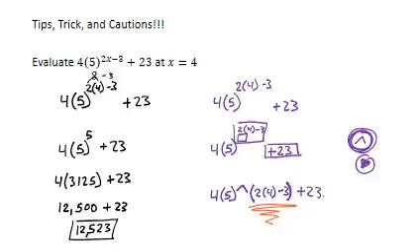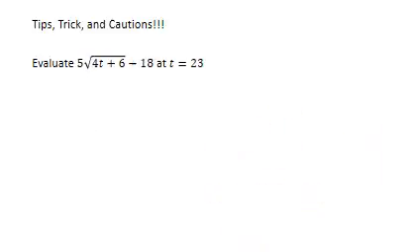So when we do that in our calculator, 4 times 5, close parenthesis, to the power of 2 times 4 minus 3, back down to the normal base area, plus 23. Sure enough, we get 12,523, just like we did the first time through, but doing it piece by piece. So pay attention to those tricks and tips and cautions when evaluating exponential expressions.